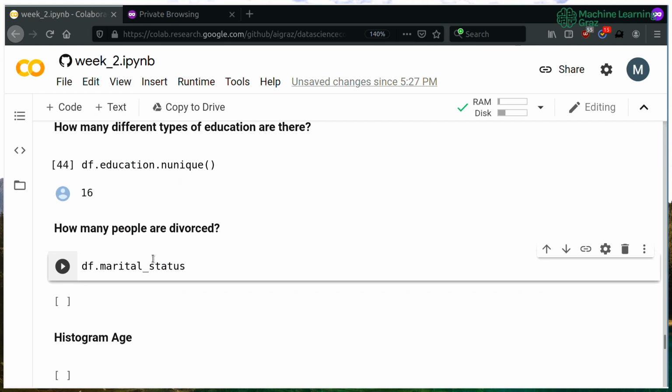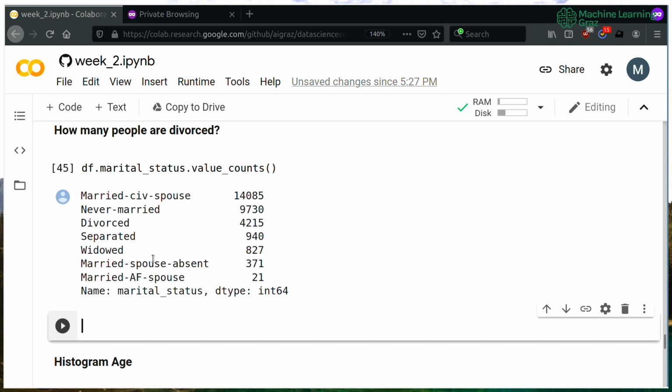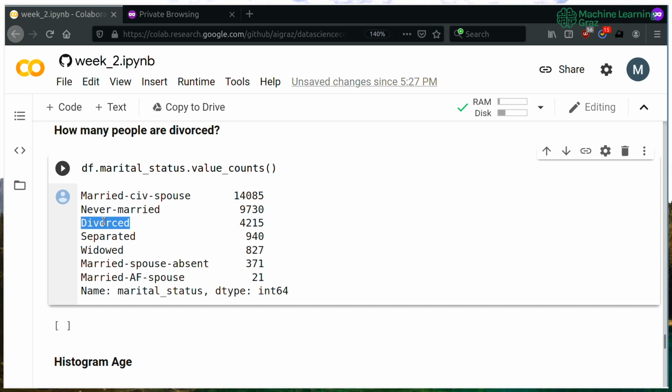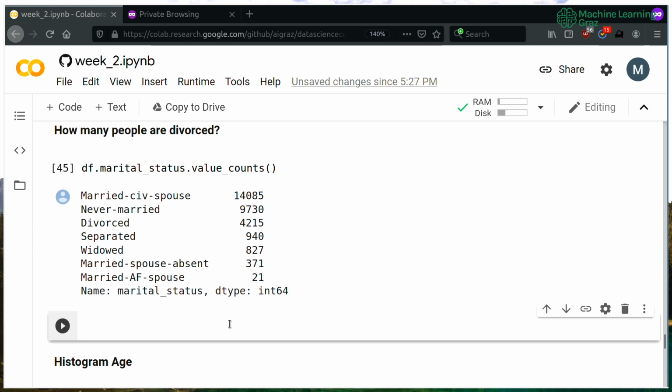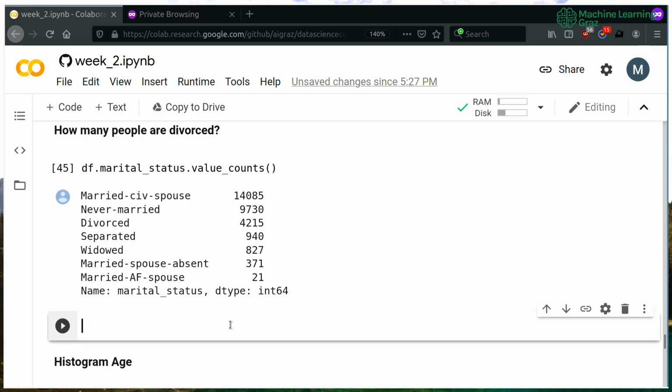Now if you didn't know this, you could always write df.columns to get all the column names, and after that you could write value_counts, and value_counts would give you exactly every unique value and how often it occurs. So in this case, we care about divorced people, and therefore 4,250 people. And a tip for next time, always write, for example, df.columns or df.head, to see, based on the values, what column you may need to answer the question.